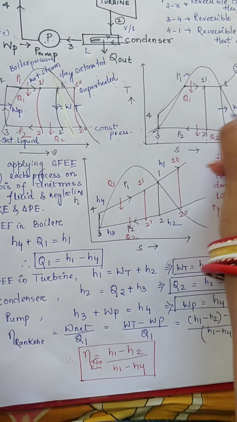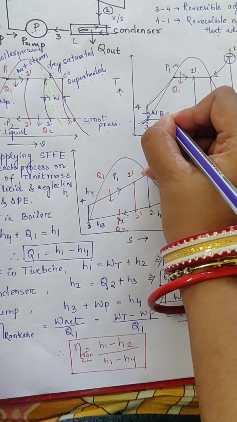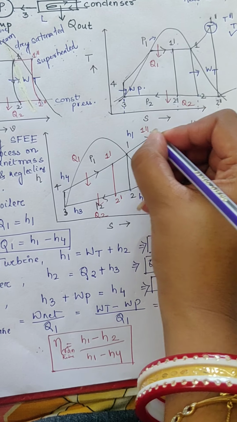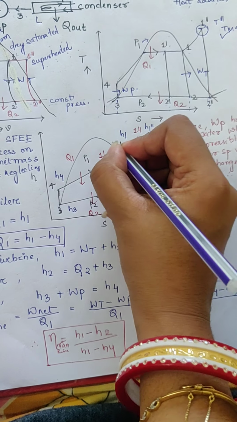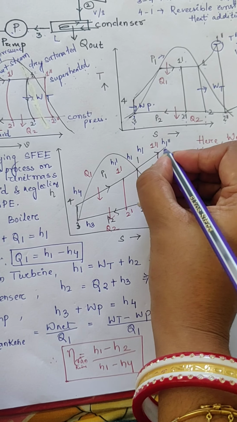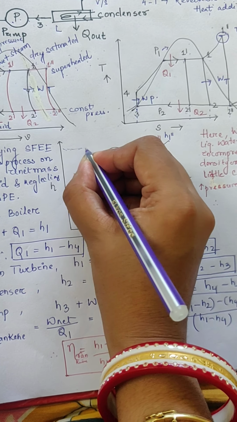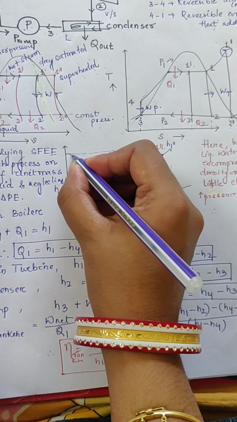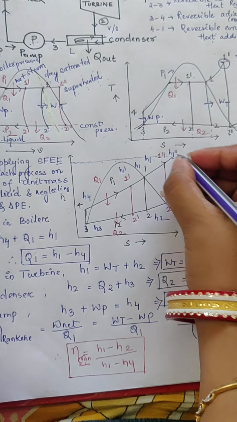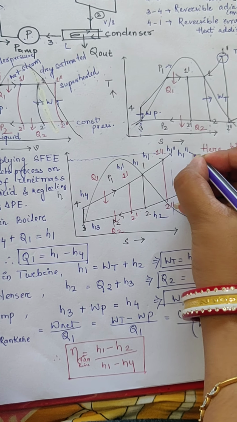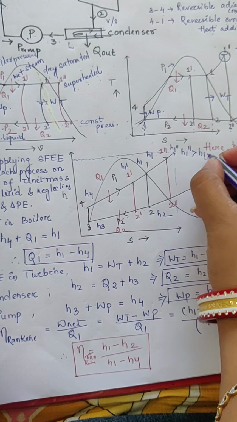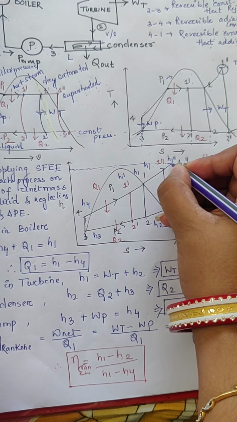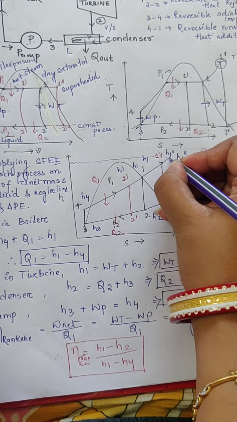Work done on the pump. Similarly, you can see H1 double dash and here H1 dash. This H1 double dash is getting more area of heat, means it requires a large amount of latent heat. That's why H1 double dash is greater than H1 dash, which is greater than H1, because here is the highest temperature and highest enthalpy.